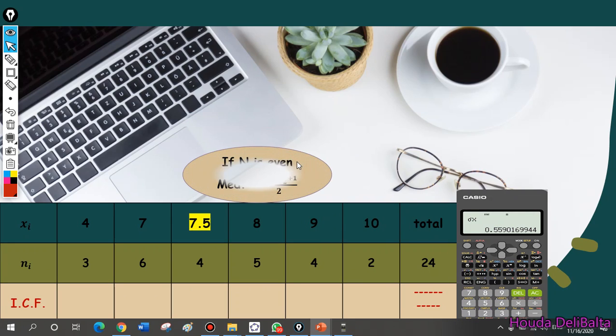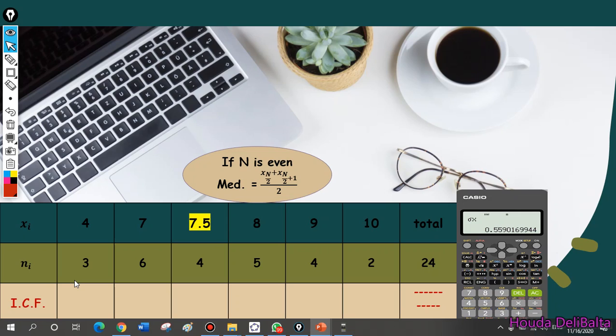So remember this annoying rule that says that if n is even, then the median is equal to x(n/2) plus x(n/2 + 1), over 2. Forget about it and let's talk numbers. Let's use numbers to get things clear and easier.